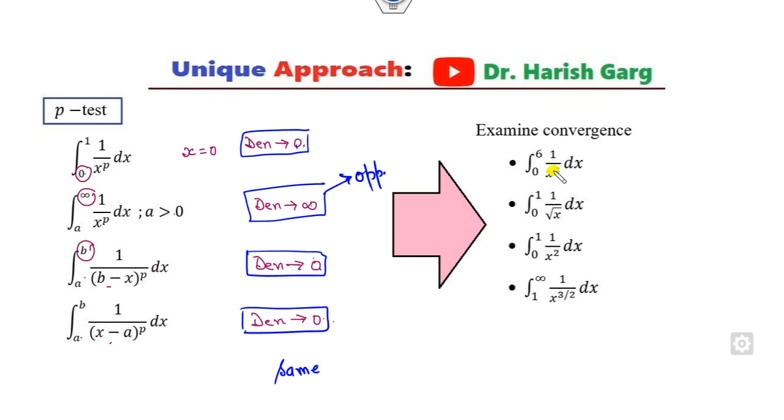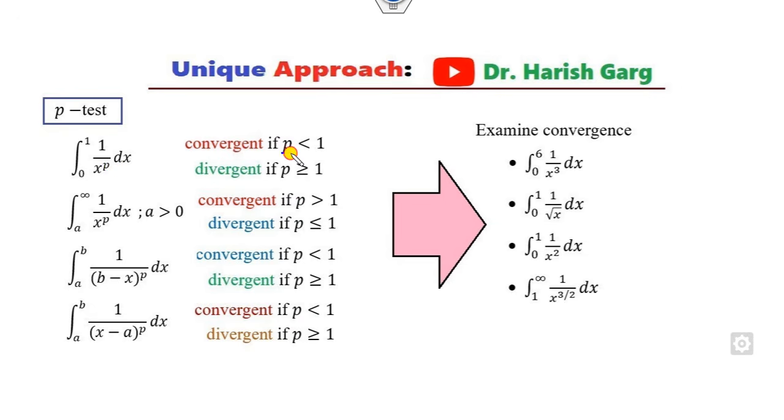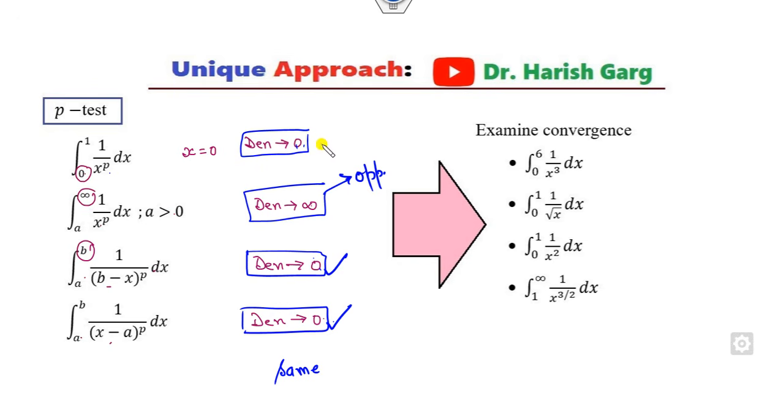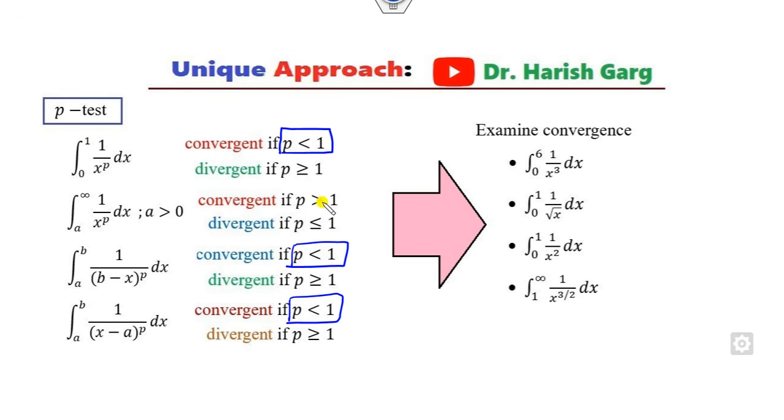Now how can you see that? Whenever the first case happens, it will be convergent when p is less than 1, and in all these three cases the behavior is similar. Why? Because in each case the denominator goes to 0, while in this case it is infinity, so we can say the convergence is the opposite.